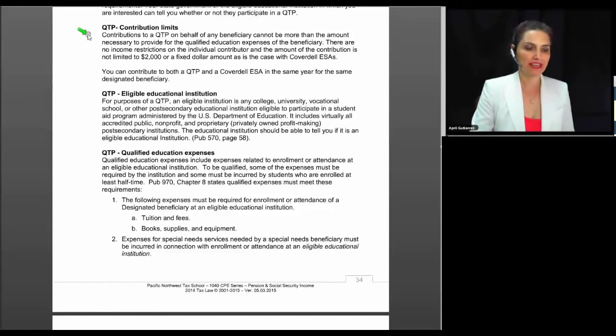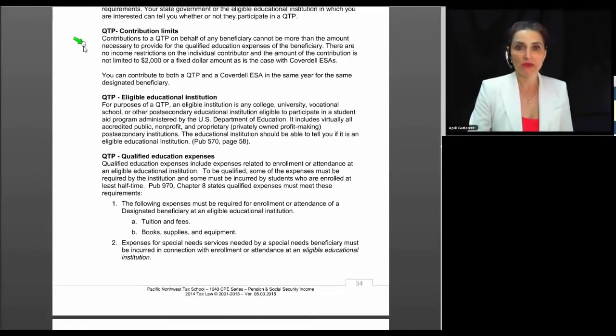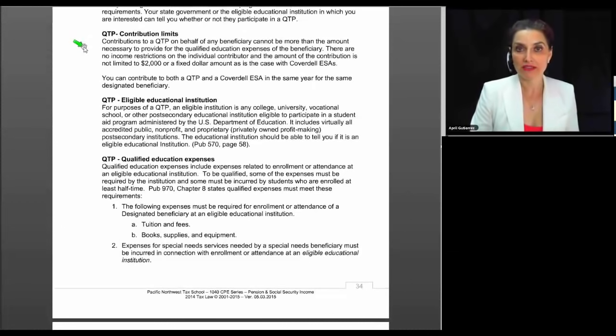QTP contribution limits. Contributions to a QTP on behalf of any beneficiary cannot be more than the amount necessary to provide for the qualified education expenses of that beneficiary. Well, that's a much different number than $2,000, isn't it?